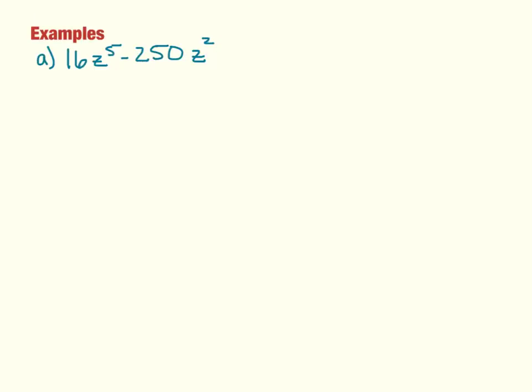Alright, 16z to the 5th minus 250z squared. First looking at the variable, they share a z squared. And then what number do they share? They're both divisible by 2. So now, inside the parentheses, I'm left with 8z cubed. Ooh, look at that z. 8z cubed minus 125.